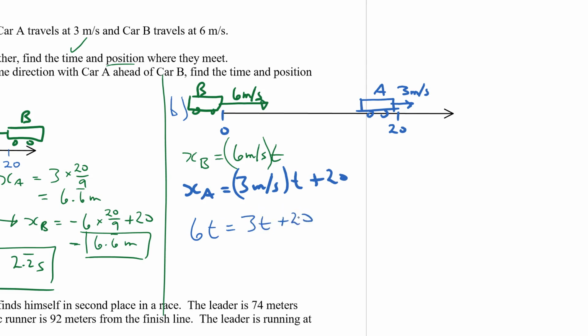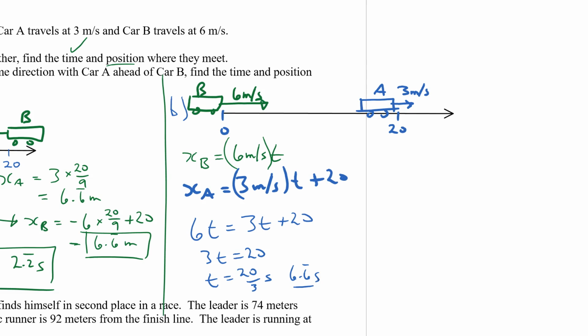You'll notice in this case, instead of adding together those t's, I'm going to be subtracting. So I get 3t equals 20. The time will be equal to 20 over 3 seconds, or I could write that as 6.6 repeating seconds.